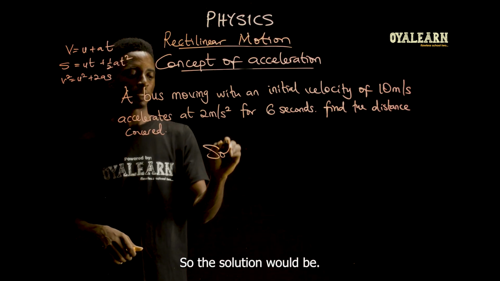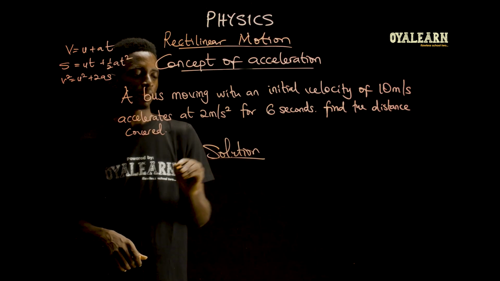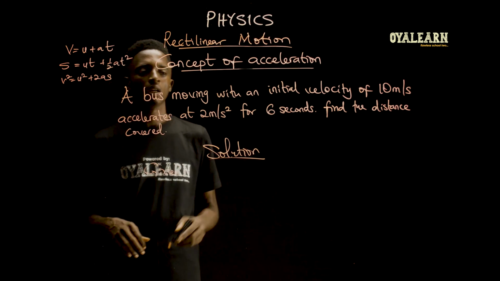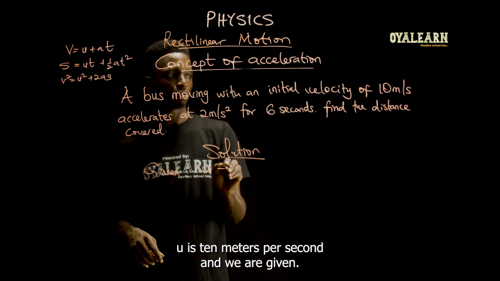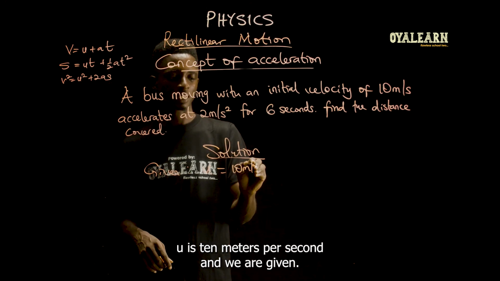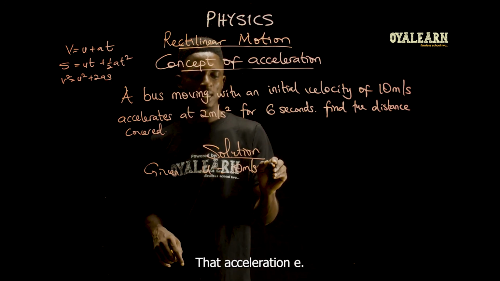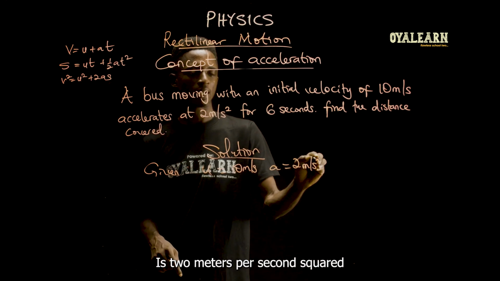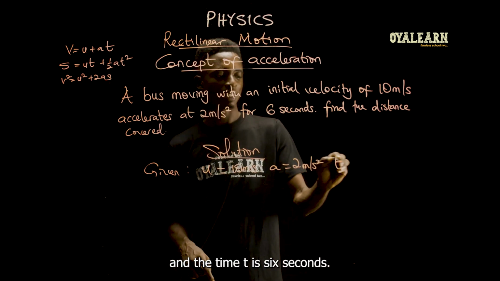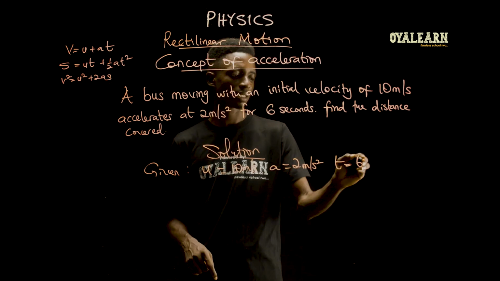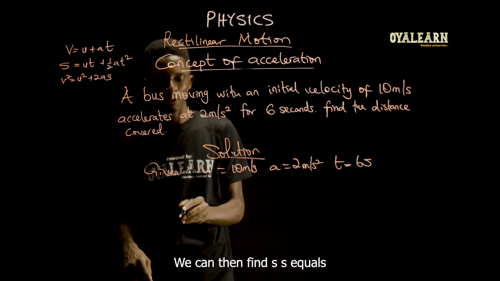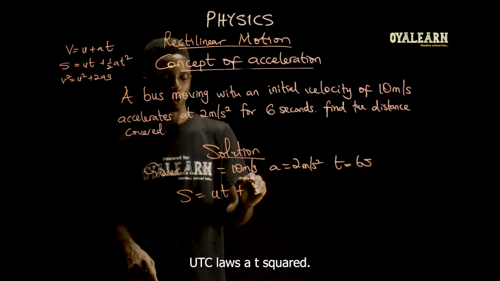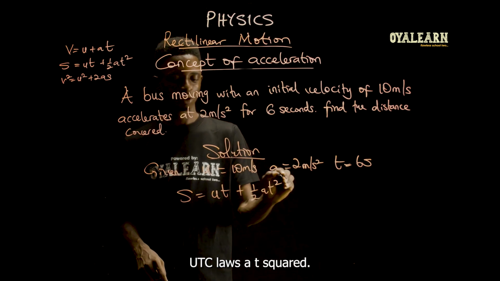So the solution would be, first, given that initial velocity u is 10 meters per second, and we're given that acceleration a is 2 meters per second squared, and the time t is 6 seconds. We can then find s. S equals ut plus half at squared.